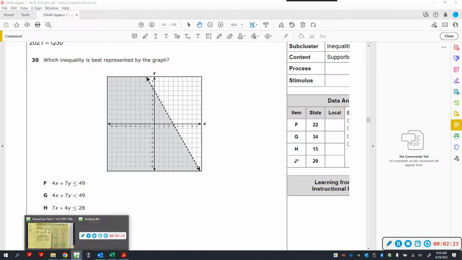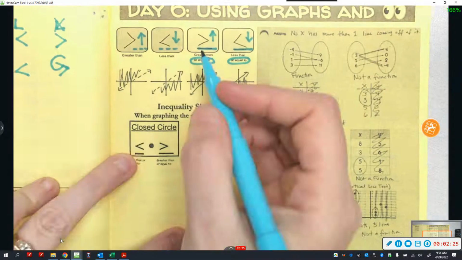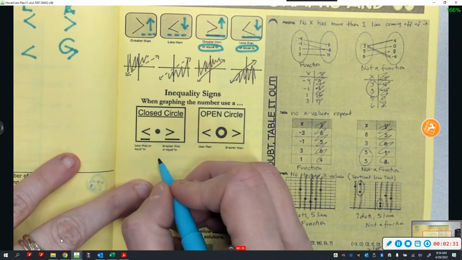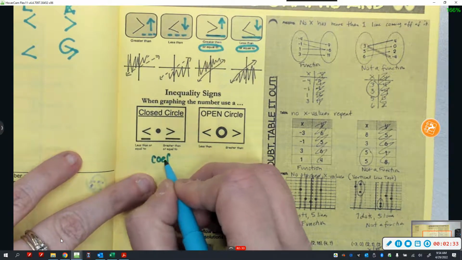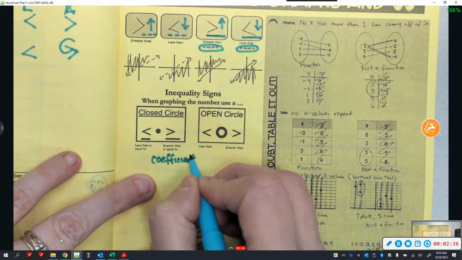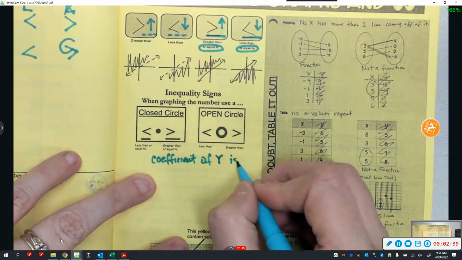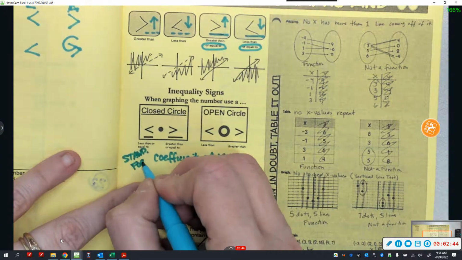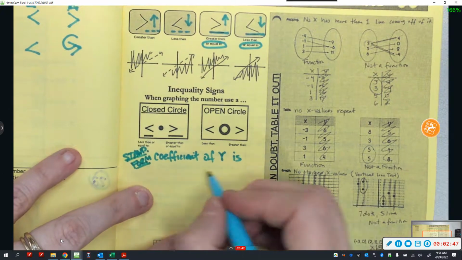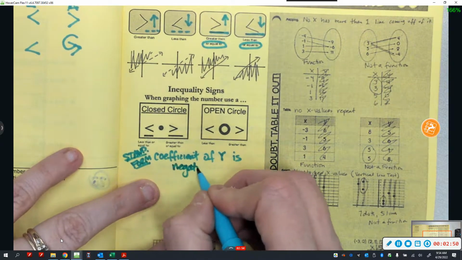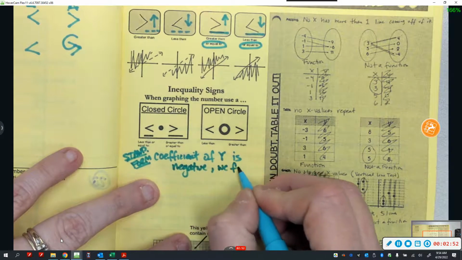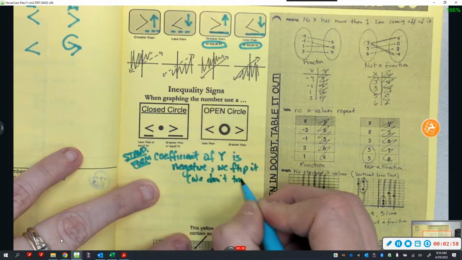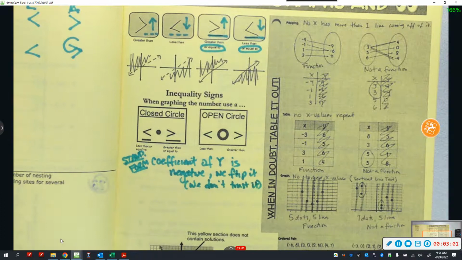But the first thing I know, oh wait, there's one more thing. Sorry, go back to the notes really quick. There's one more thing I want to tell you. For inequalities, if the coefficient of y, and this is if it's in standard form, in standard form, the coefficient of y is negative, we flip it, meaning we don't trust it. Okay, let me tell you what that means.